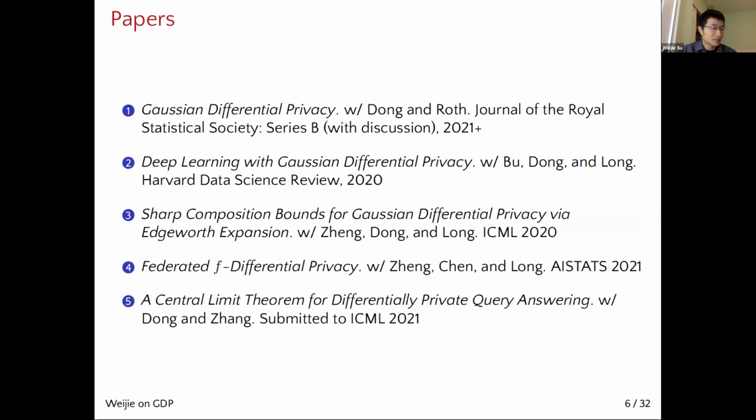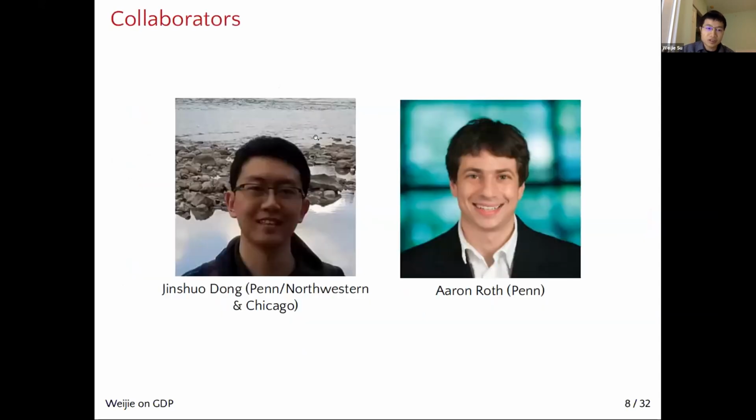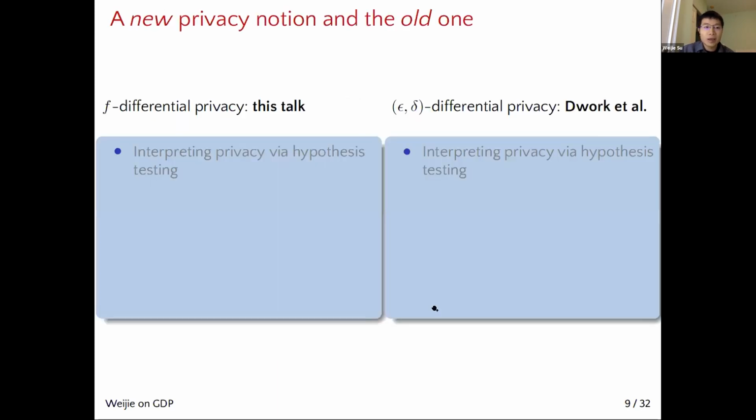So far everything is still old. We introduced a notion called Gaussian differential privacy, and these are the 5 papers where we developed this line of work. Due to the time limit, today we only have time to introduce the first paper. This is based on joint work with Jinshuo Dong, who was a student at Penn but has now moved to Northwestern in Chicago for a joint postdoc, and my colleague Aaron Roth.